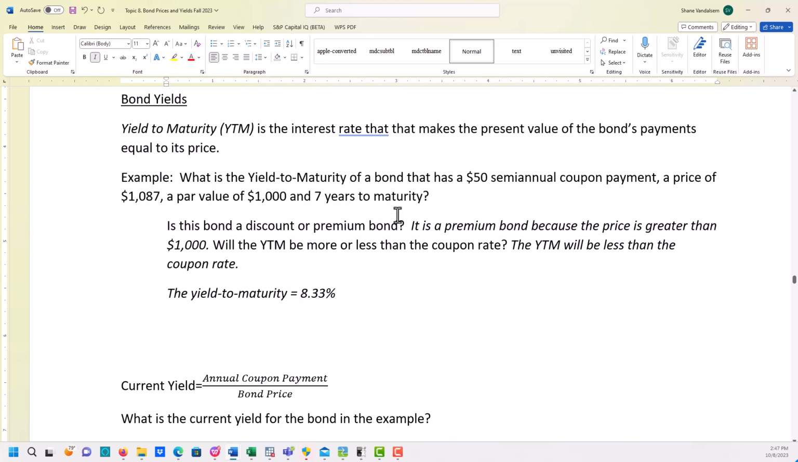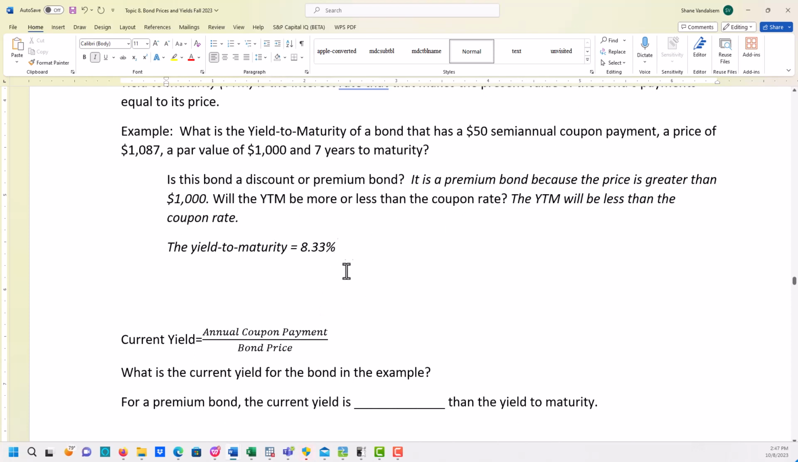As I mentioned before, we expected it to be less than 10% because this is a premium bond. So it needed to be less than the coupon rate, which was 10%. And that's what we found.